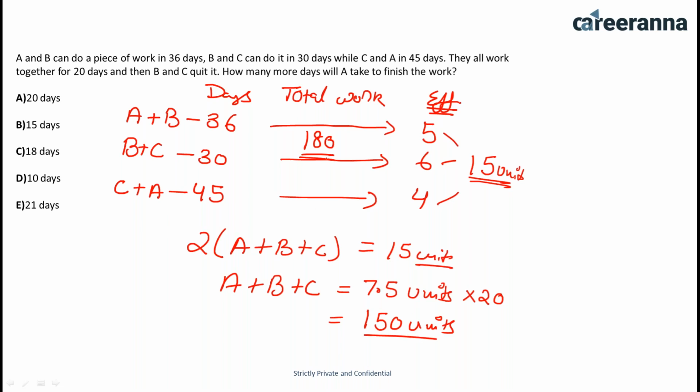Okay, the total work was 180 units. They already covered 150 units. That means the remaining work is 30 units. That is 180 minus 150. So 180 is the total work, 150 is already covered, remaining work is going to be 30 units. Now this 30 units of work is going to be covered by A. How many more days will A take to finish the work? Now the question is asking in how many days A can finish the work.